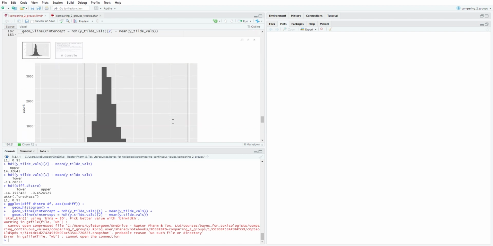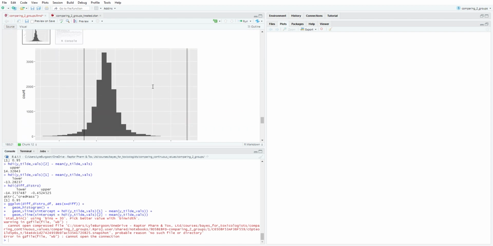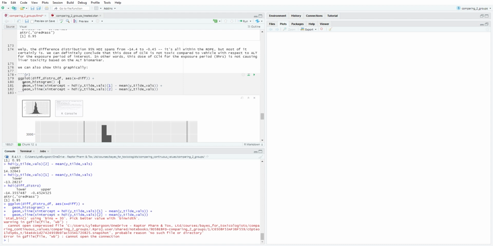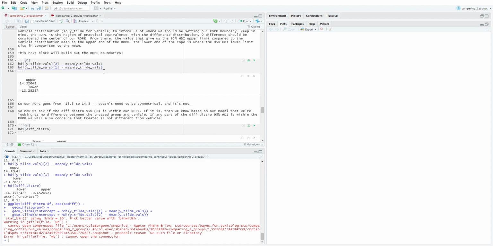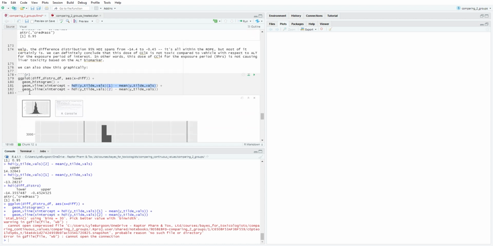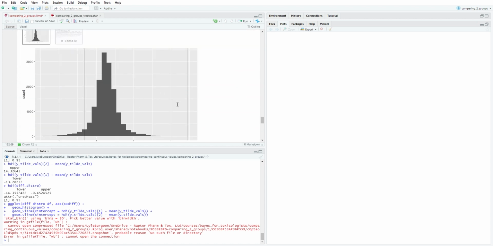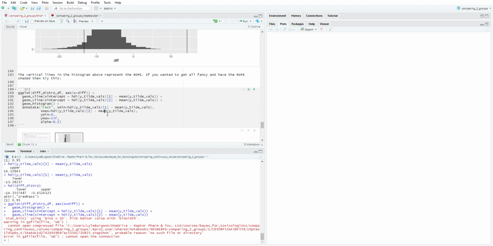So what I did here to draw these vertical lines on the histogram is you do everything as normal, right? geom_histogram, but then you use geom_vline. And you tell it where the x-intercept is. And the x-intercept is going to be on those rope values that we calculated up here, right? So I just copied these down here, and there you go. That creates that. But if you want to do something even prettier, you do this.